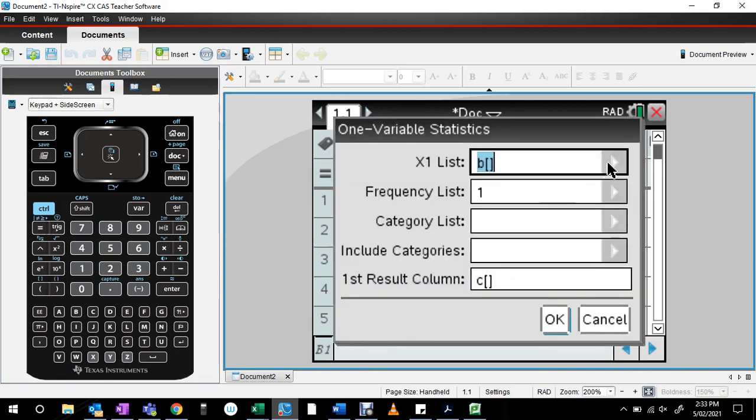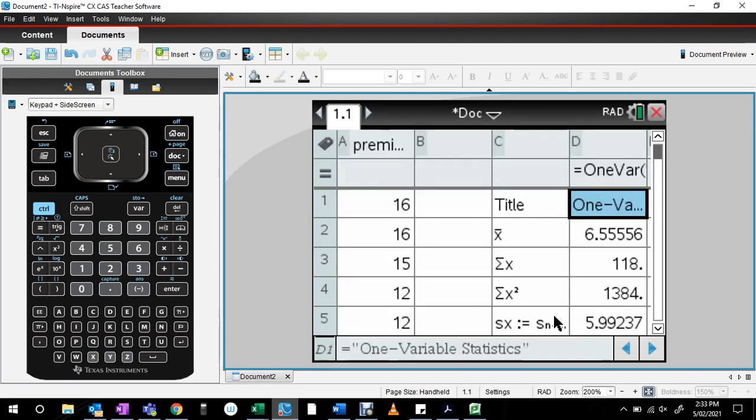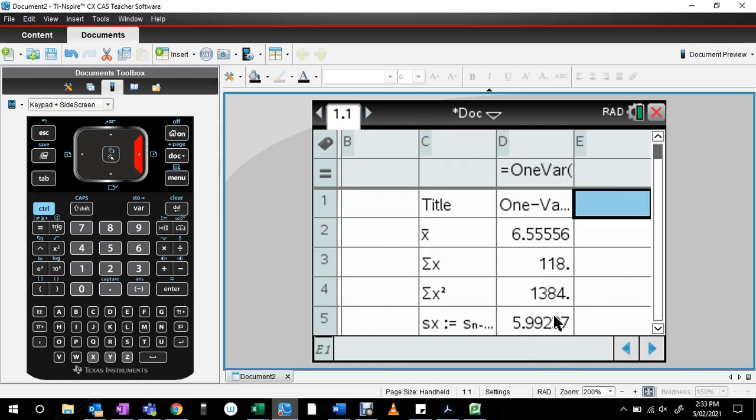From there, on this X1 list, make sure you put premierships, or whatever it is you named it. Could have named it A, B, C, or whatever. Premierships. Okay, then you go OK down here. Go down, press OK. And then you'll have a bunch of numbers here, but you won't really understand all of them just yet. But the main thing to look out for is this here, with X with the line on top. That is your mean. Okay, there is your mean.